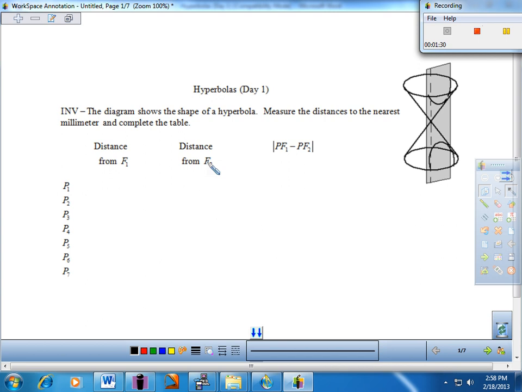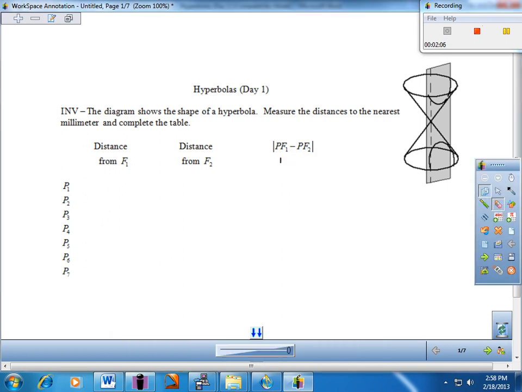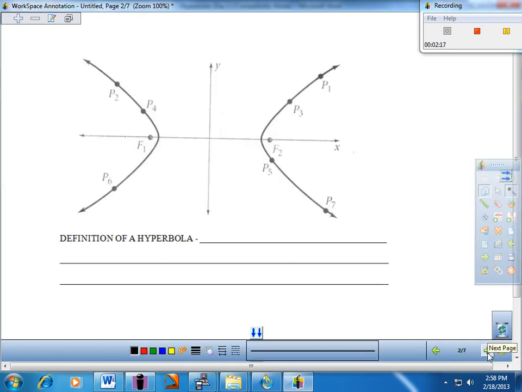And in the third column, what you're going to do is subtract. You're going to take the first distance minus the second distance, but just make sure it turns out positive. The easiest way to do that is to do it as the larger one minus the smaller one. So whichever is the larger of the two, just subtract the smaller one. That's all. If you're not sure what to do, pick a point on the hyperbola and measure the distance as accurately as possible to that first focus. Then measure the distance from that same point to the second focus.